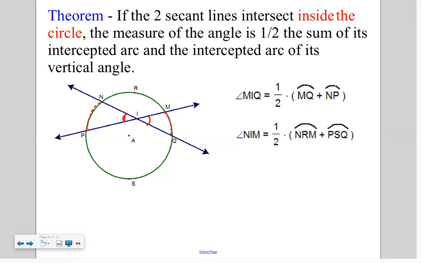This bottom equation is just looking at these bigger angles up here. So we've got NIM, so let's use this one. Angle NIM is this angle, which is equal to this angle. You have to take the sum of the top and the bottom, and then find the average of that.